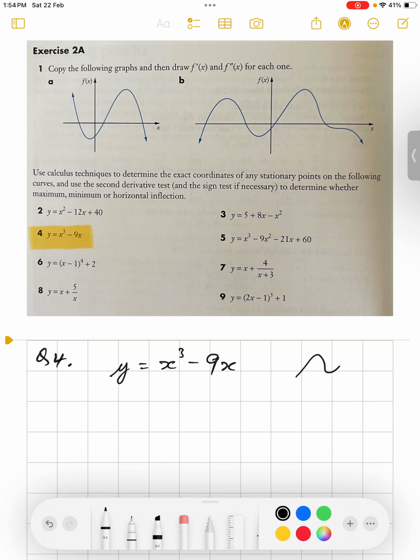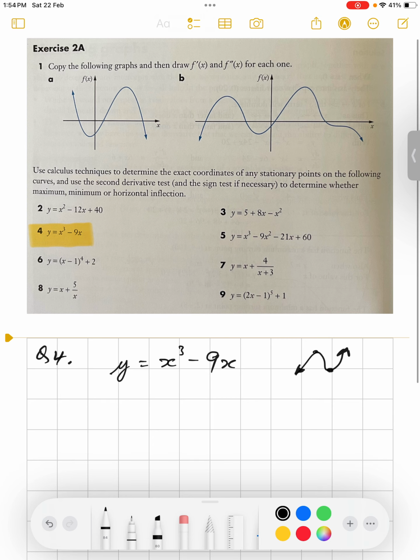Now it's a cubic, which could have two turning points, or maybe one, or maybe none. A cubic could have one, or a cubic could have no turning points whatsoever, so it doesn't quite level out. So this is an oblique inflection, this is a horizontal inflection, and these are two stationary points.